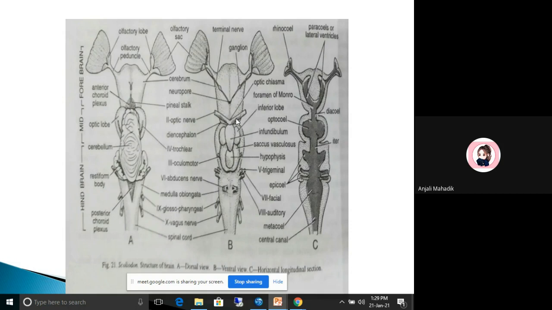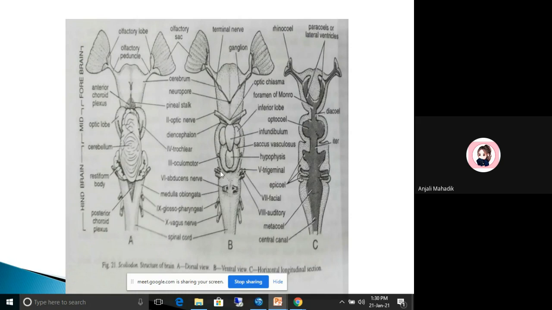These nerves are called the optic chiasma. Below them there is the infundibulum. Around this there are two bodies, called the inferior lobes and the saccus vasculosus. And this is the hypophysis. The hypophysis and infundibulum together form the pituitary body. These are present only in fish, not in other vertebrates.